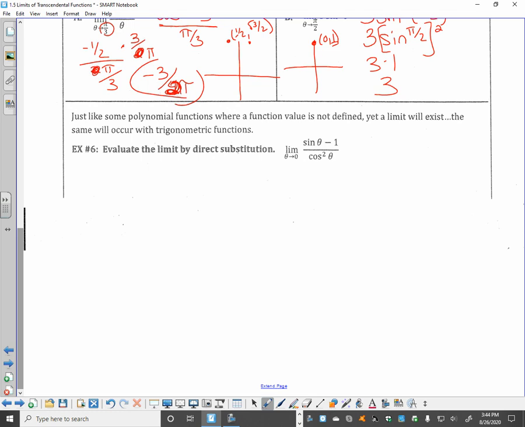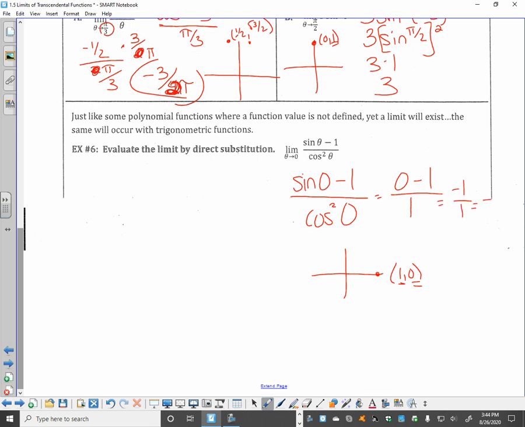So evaluate by direct substitution. Okay, I'm plugging in a 0. So sine of 0 minus 1 over cosine squared of 0. Sine of 0 is 0. Cosine of 0 is 1. 1 squared is 1. I got a negative 1. There you go.